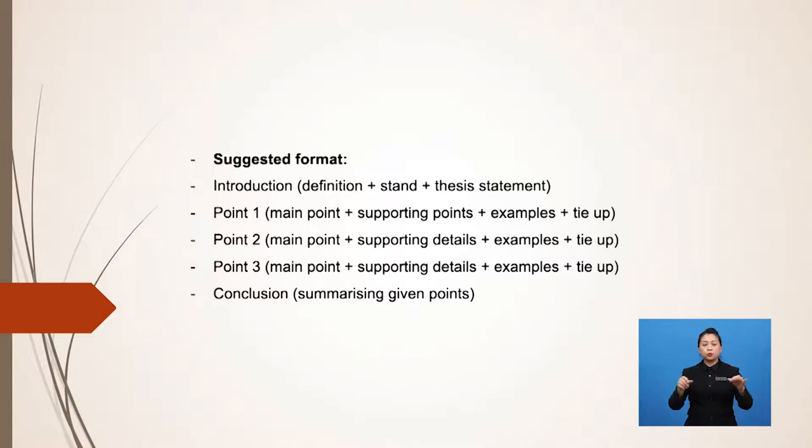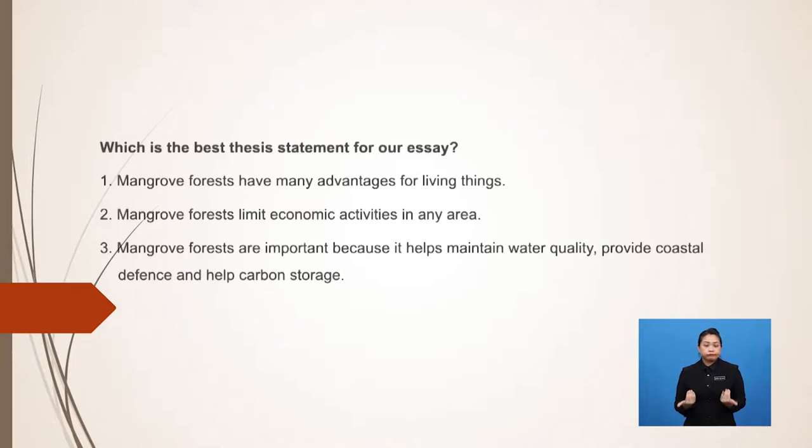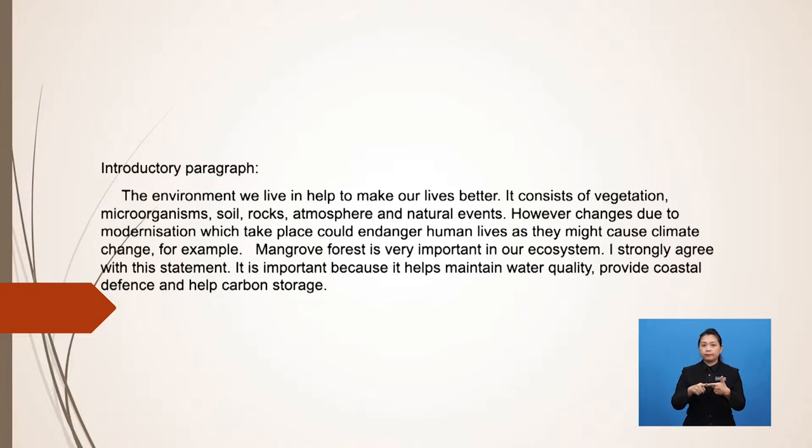We can use the third sentence to construct the thesis statement for our essay because it includes three main points which will be discussed in the body paragraphs. Now, we can have an introductory paragraph like the one shown in the visual. When all that is done, we can summarize our main points and restate our opinion in the conclusion. Then, we edit and proofread our essay. When we proofread, we need to check for grammar and spelling mistakes. We also check if we have used the appropriate vocabulary.